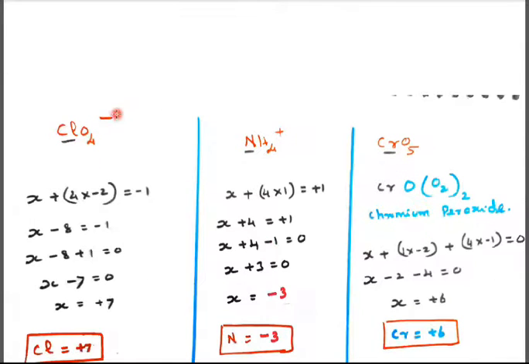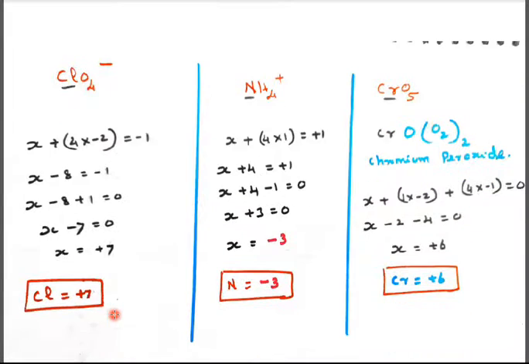Another example. ClO4 minus, we should find out the oxidation number of chlorine. Chlorine, keep it as x, plus how many oxygen? 4 oxygen is given in the question. We know the valency of oxygen is -2. 4 into -2, equal to the total charge of the ion, which is -1. So x - 8 equal to -1. When this -1 goes inside, it becomes +1. So x - 7 equal to 0. When the -7 goes out, it becomes +7. So the oxidation state of chlorine is +7.